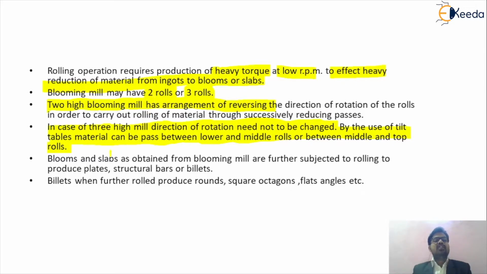From those blooms or slabs we get the different types of finished product that we had already discussed. We get different types of plates, structural bars or billets, round shapes, square shapes, flats, angles, different types of materials. Sometimes we produce square and octagon types of structures. So these are the different products that we get from the different types of steel rolling mills.